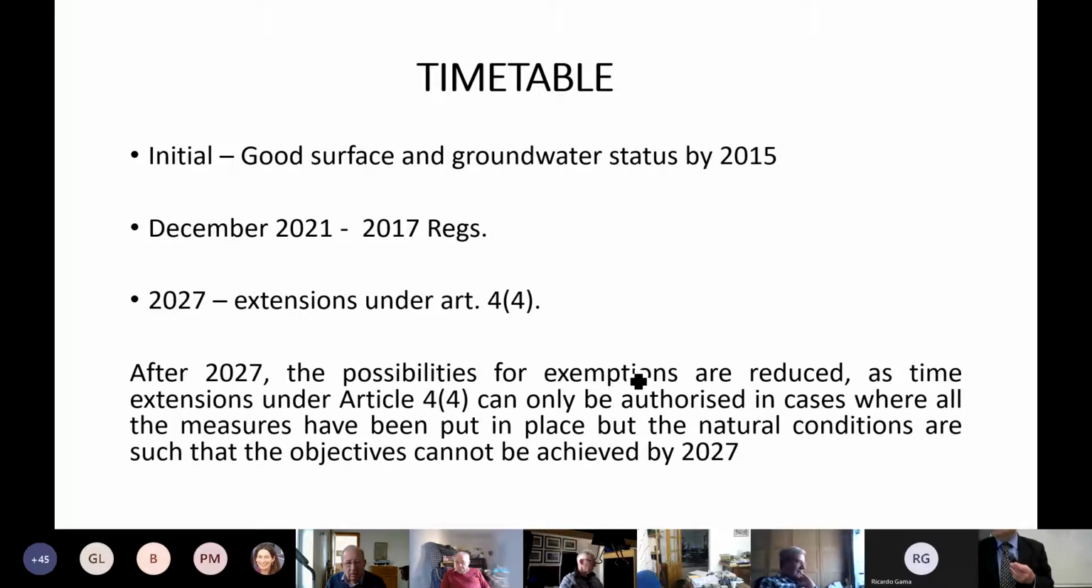After 2027, under the directive as it is for now, you shouldn't really extend it, because you can only extend it if you haven't got good status because of natural conditions like, for example, an earthquake or heavy rain or whatever has affected the water body. It just ain't going to happen. And the government is going to have to introduce some form of new timetable.